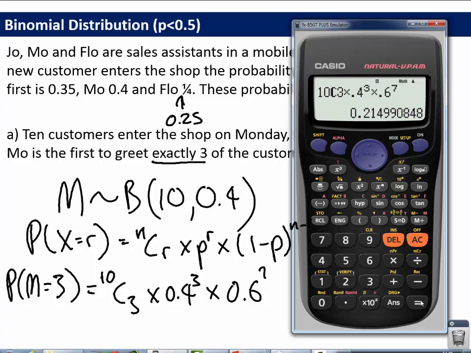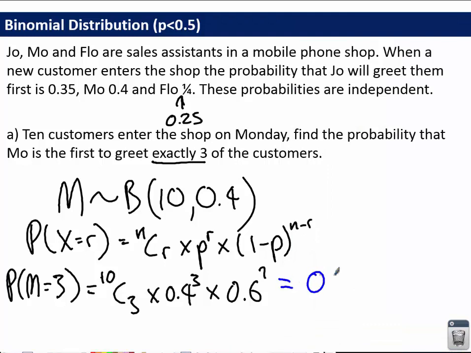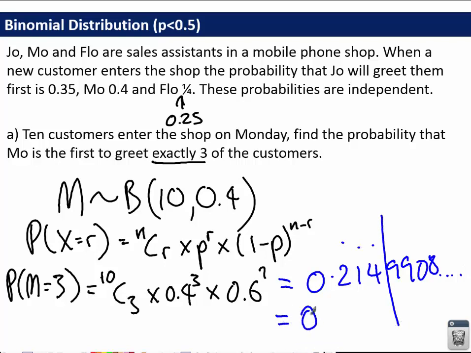Do I have to, sir? It's quite a long answer. So why don't we write down the majority of it? Equals 0.2149908... The number's too long. 3 significant figures: 1, 2, 3. We're going to cut it off there. The 9 will round the 4, so our answer would be 0.215 to 3 significant figures.